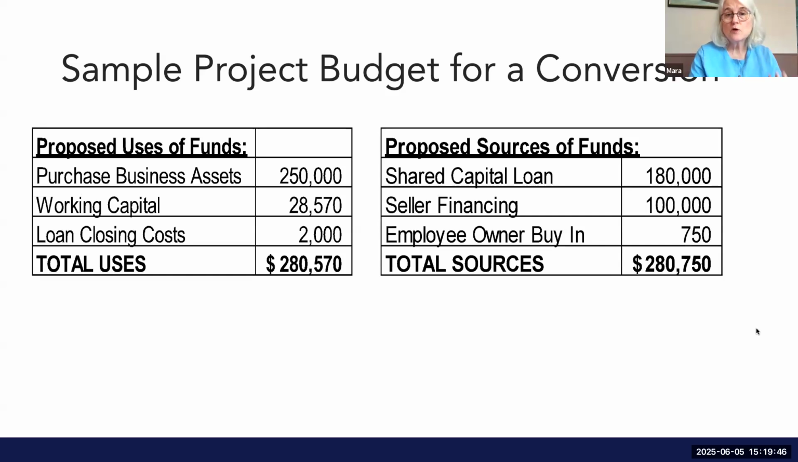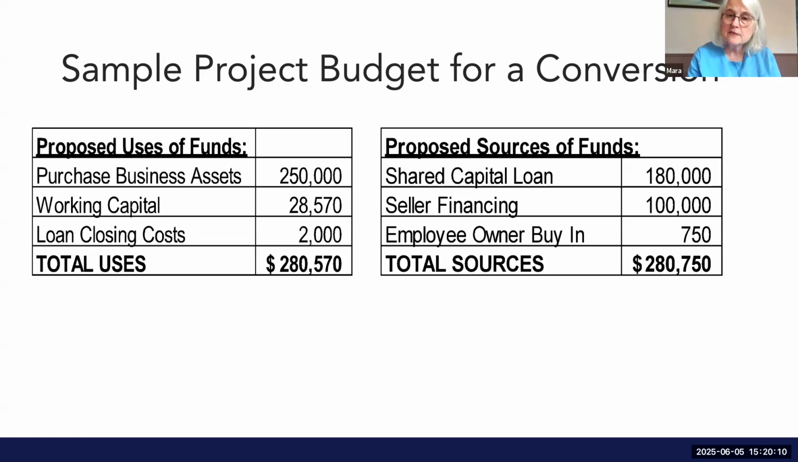So how did this worker owner co-op finance this business purchase, this project? Well, they were able to get a loan from Shared Capital. Shared Capital is a nonprofit lender that makes loans exclusively to cooperatives. They happen to be based in St. Paul, but they actually work throughout the country and finance cooperatives throughout the US.